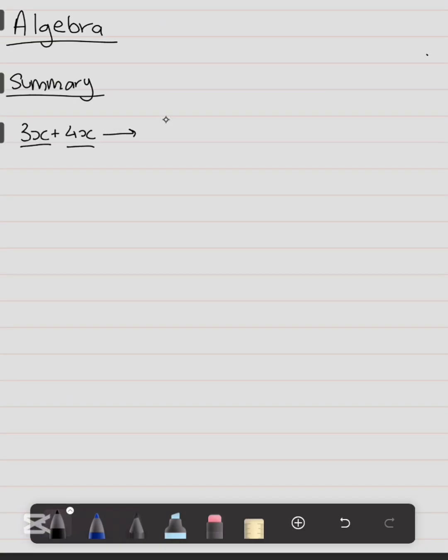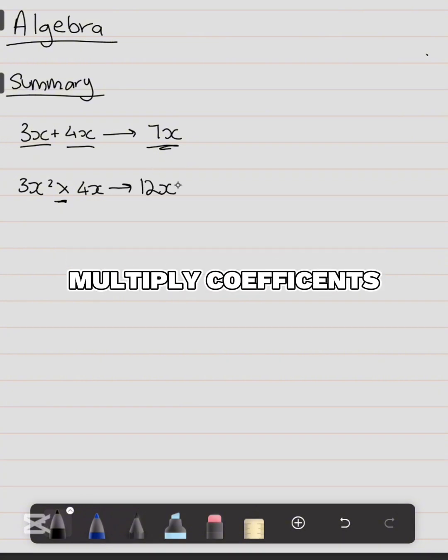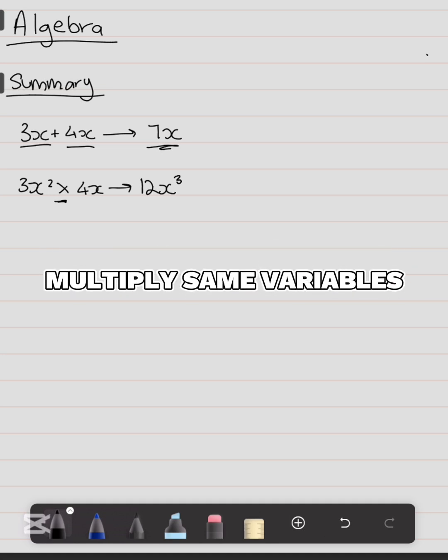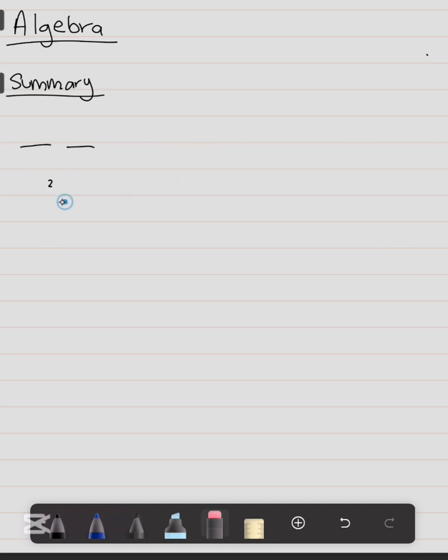Here's a summary for today's lesson. We learned how to add our like terms together. 3x plus 4x is 7x, and we can do this because they're like terms. But if it's multiplying, we don't have to wait for the terms to be alike. They can be different. But we know our first step is to multiply the coefficients together and then our same variables together and adding the powers to give us a new number, which in this case is 3.